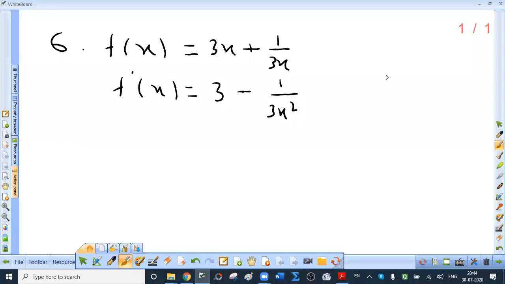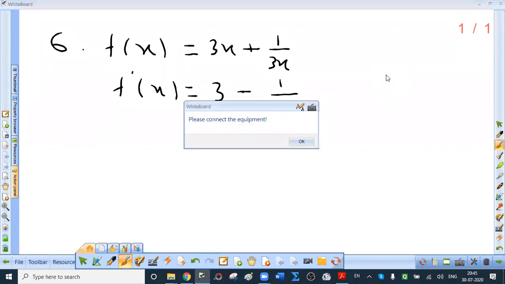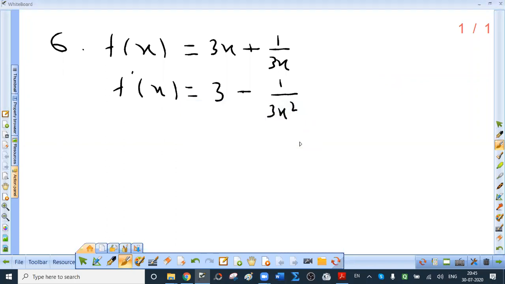So in sum number 6, f of x is 3x plus 1 upon 3x. What will be f dash of x? It will be 3 minus 1 upon 3x square. Is it correct? Okay. Now I will write: f is increasing if f dash of x is greater than 0 and is decreasing if f dash of x is less than 0.